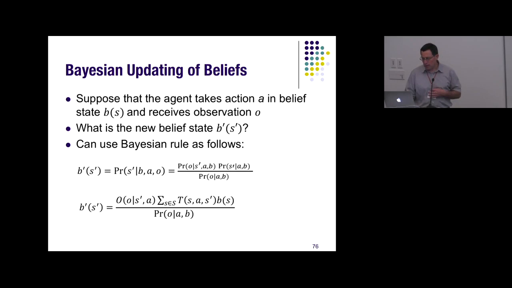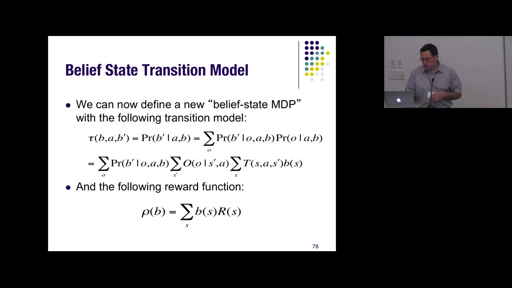I'm going to go quickly now through a couple of slides. This one shows how belief update is done. Once you get an observation and you know the action taken, you just use Bayes' rule essentially to find the new belief state and the probability distribution of beliefs. And essentially, you can build a new MDP. A POMDP is really an MDP in belief space, which is continuous, where your states are belief states, distributions over world states.